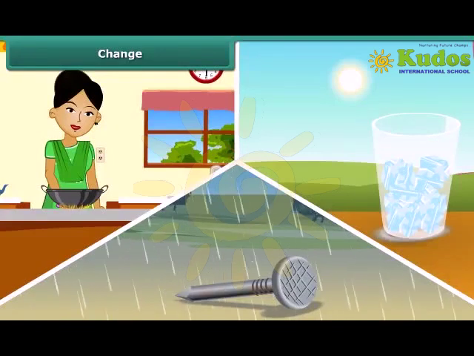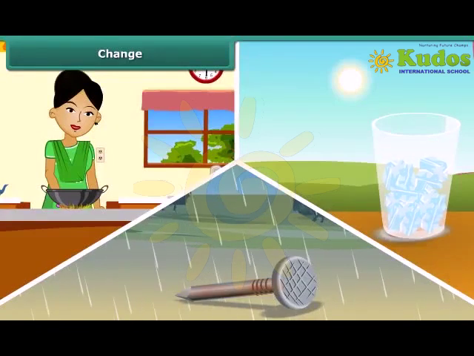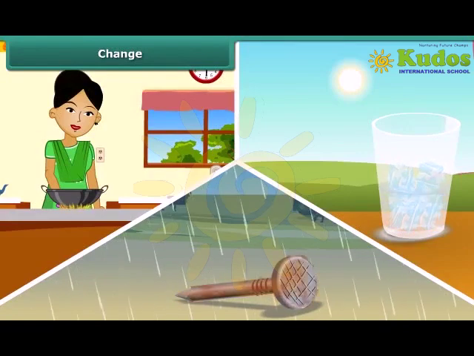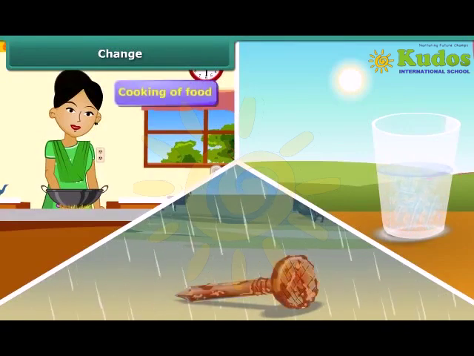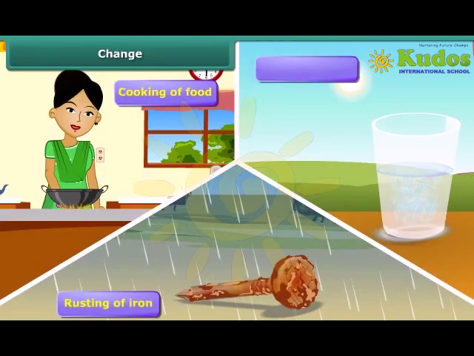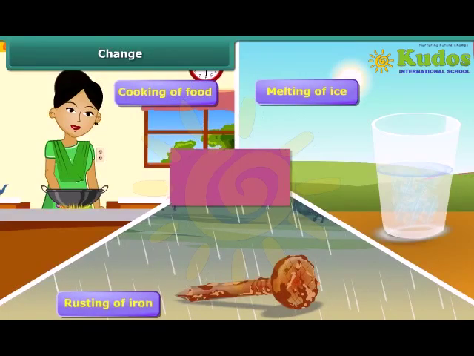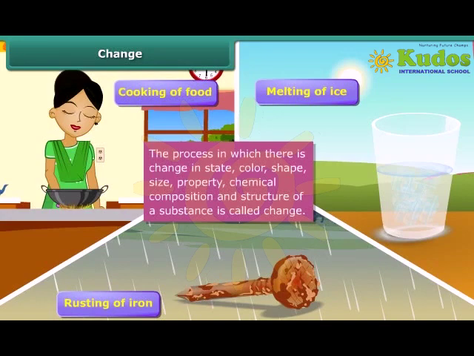We observe many changes. Some examples of changes in our daily life are cooking of food, rusting of iron, and melting of ice. Change is a process in which the properties like state, color, shape, size, chemical composition and structure of a substance are altered.